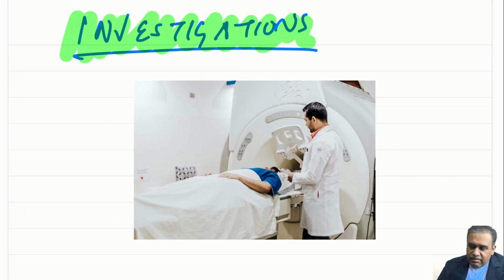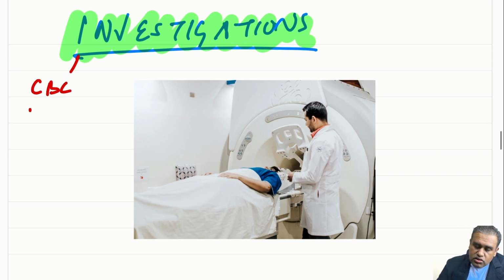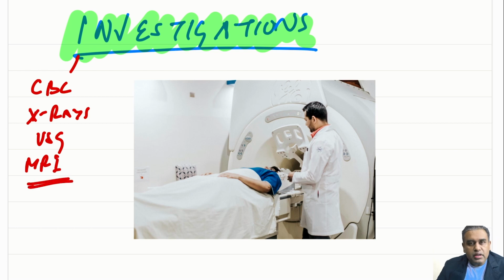What investigations do you think? Obviously, we'll go with the CBC, complete blood count, just to rule out other stuff. We can even go with X-rays just to rule out any bony problems. Then we can go for ultrasound or MRI. MRI would be more confirmative, but this is more of a clinical diagnosis than one depending on investigations. Ultrasound and the rest are just to rule out other things.